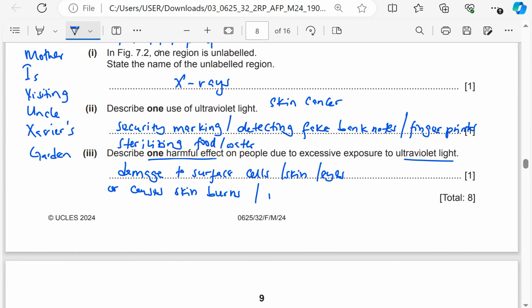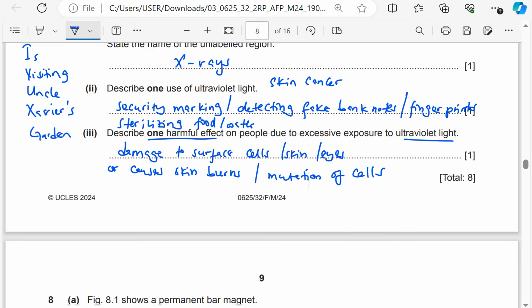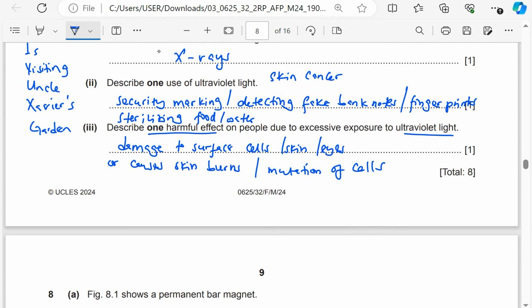You can say mutation of cells, because it damages cells. It could lead to cancer, skin cancer.